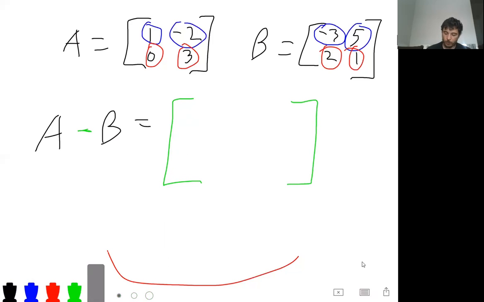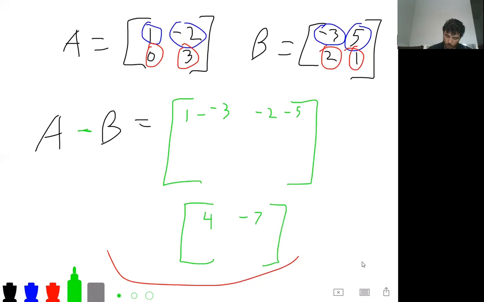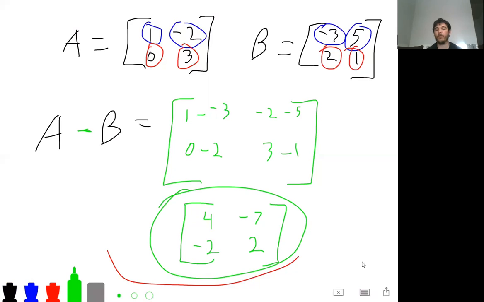So for example, on this very first one, we're going to have 1 minus -3. Again, make sure you write things in the correct order. We're doing A minus B. 1 minus -3 is 1 plus 3, which is 4. Then we have -2 minus 5. That's -7. And then we have 0 minus 2. That's -2. And then we have 3 minus 1, which is +2. So for A minus B, we're going to get 4, -7, -2, and 2.